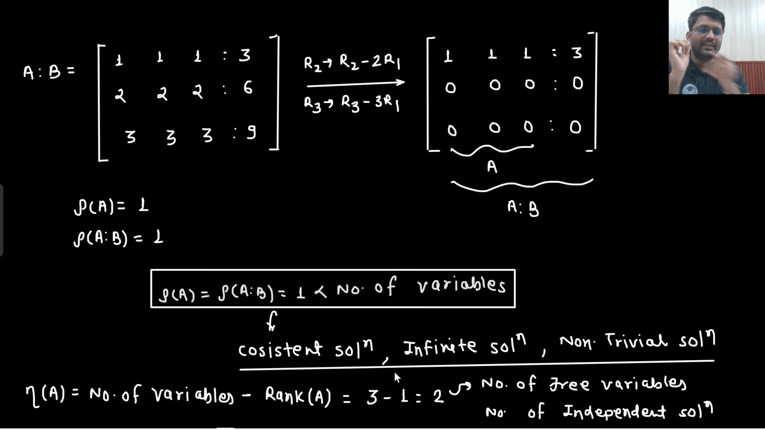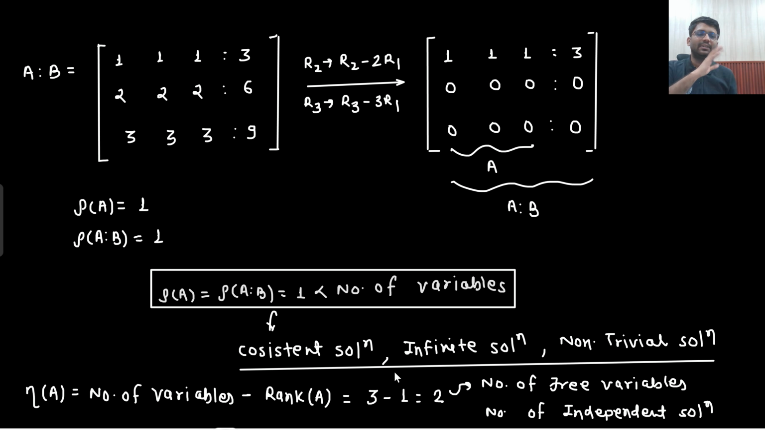So all you need to remember is that if they are asking the number of independent solutions or the number of free variables, then you need to find out the nullity of matrix A. And how will you find out the nullity of matrix A? First you calculate the number of variables, 3, minus the rank, which is 1. So that gives the number of free variables or independent solutions.